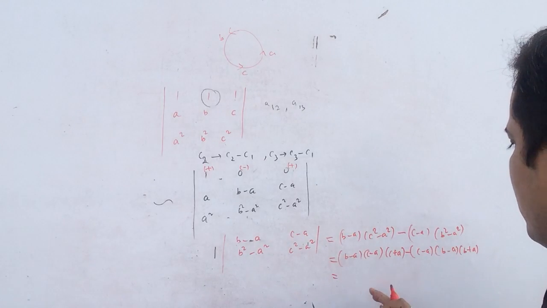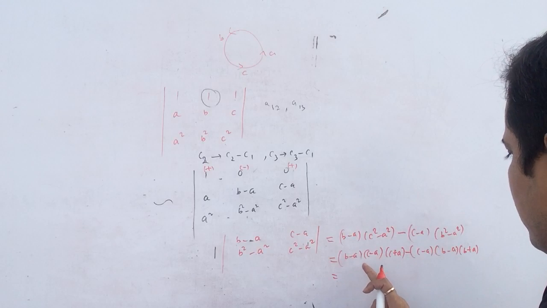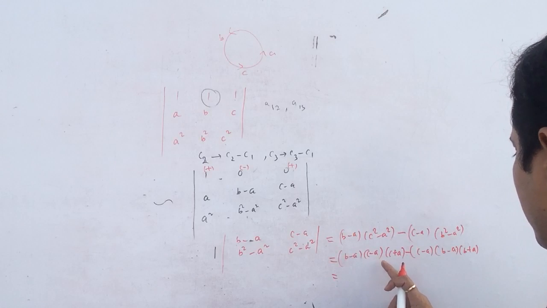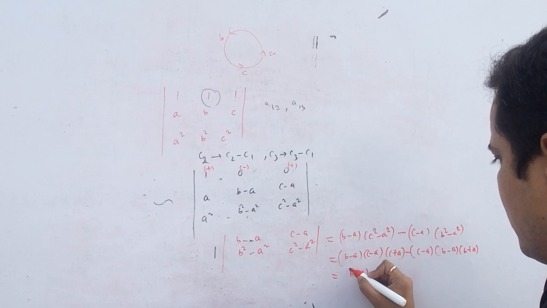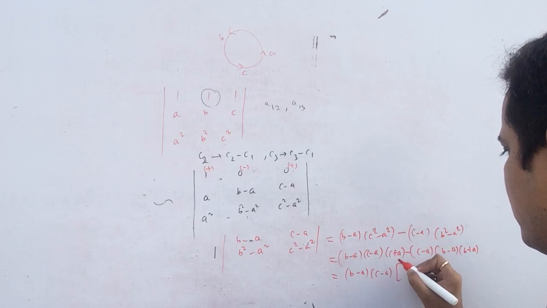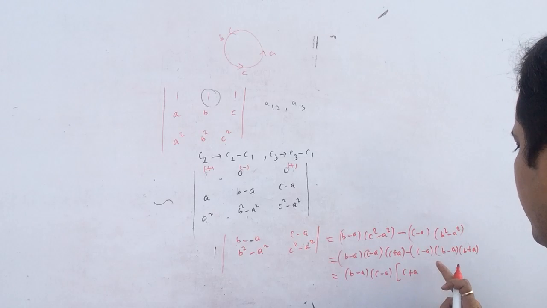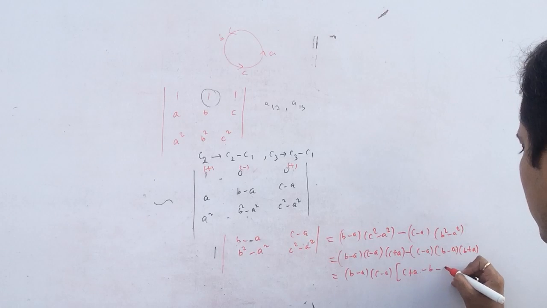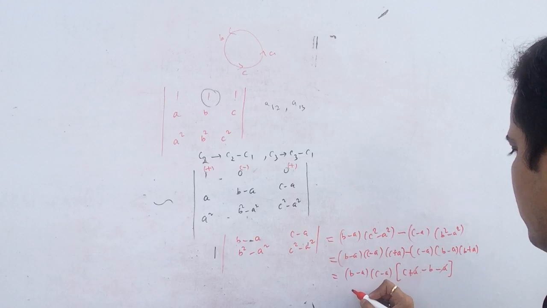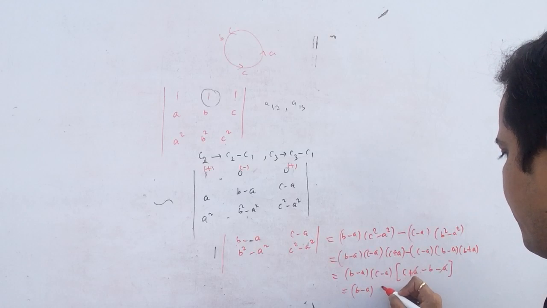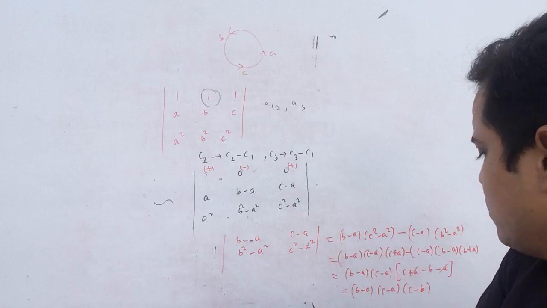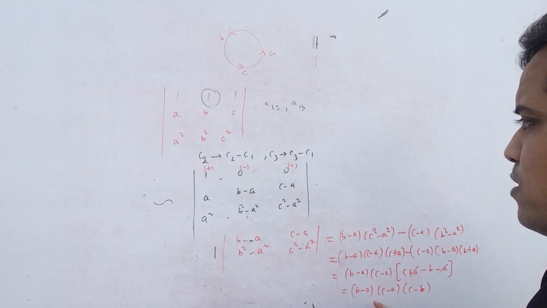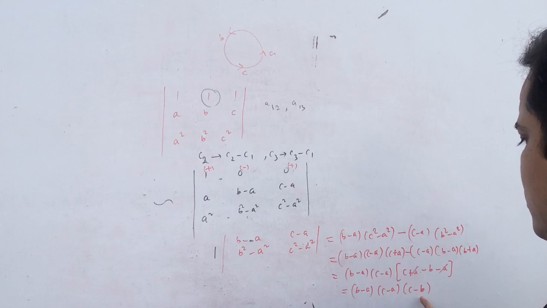Now take out the common factors C minus A and B minus A. You factor it out. What would you get? C plus A here and minus B plus A, that means minus B minus A. So when you subtract this, you'll get B minus A, C minus A, C minus B. So this is actually cyclic. So the solution is cyclic here: B minus A, C minus A and C minus B.